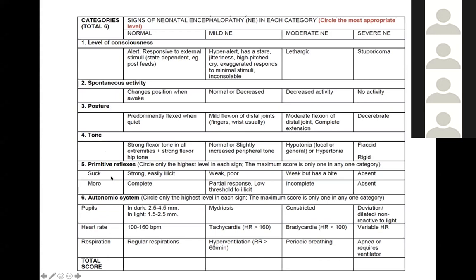So when you have more than one category, you take whichever is highest. For example, with primitive reflexes, if the SEC is weak and poor, but more is complete, you take the worst one, which is weak and poor, which is under the mild. But I'll explain this in more detail as we go along.